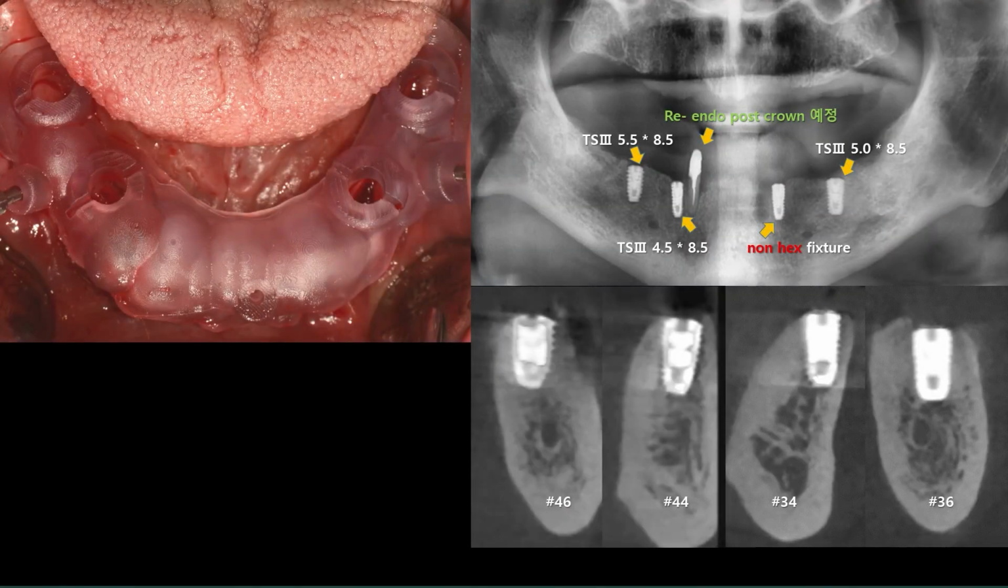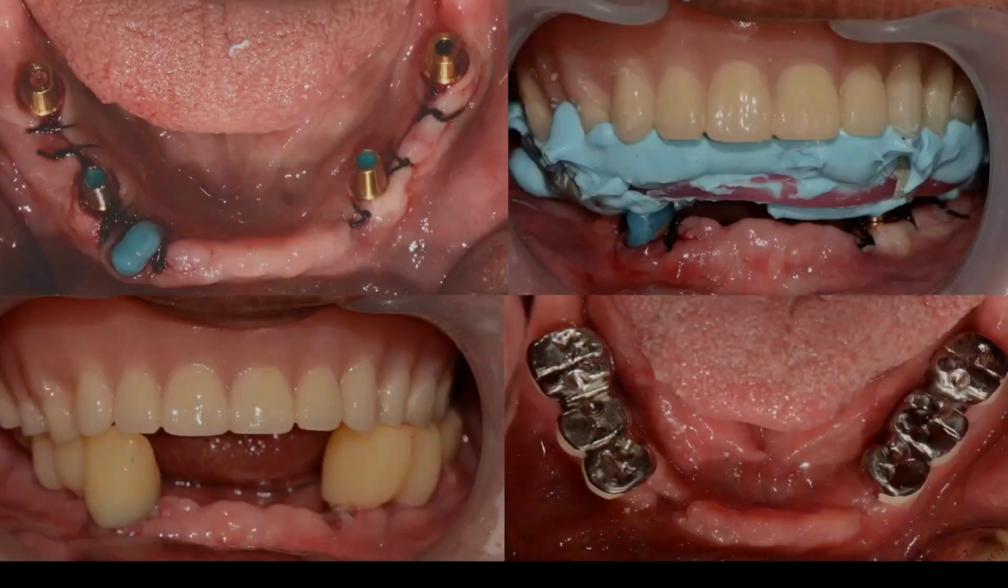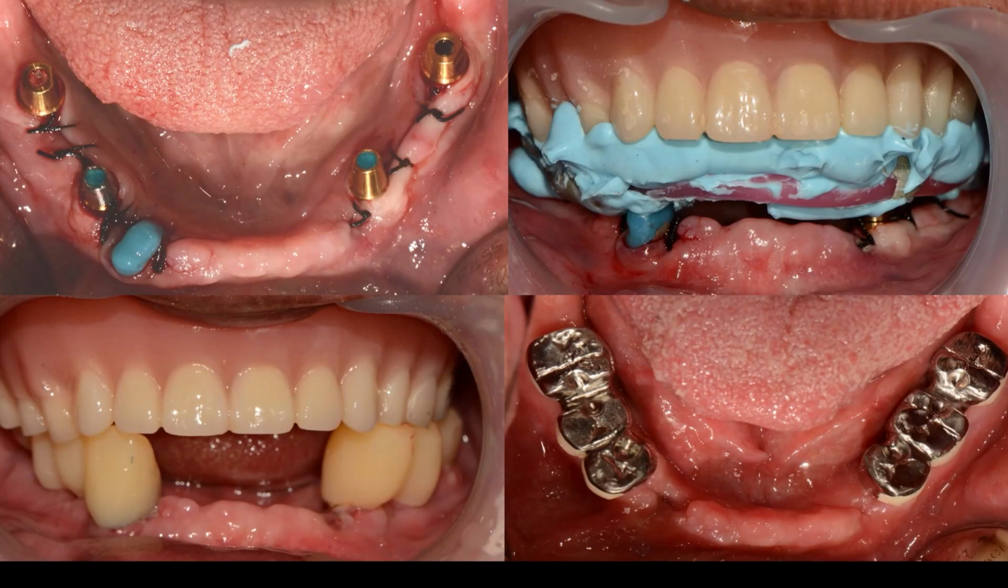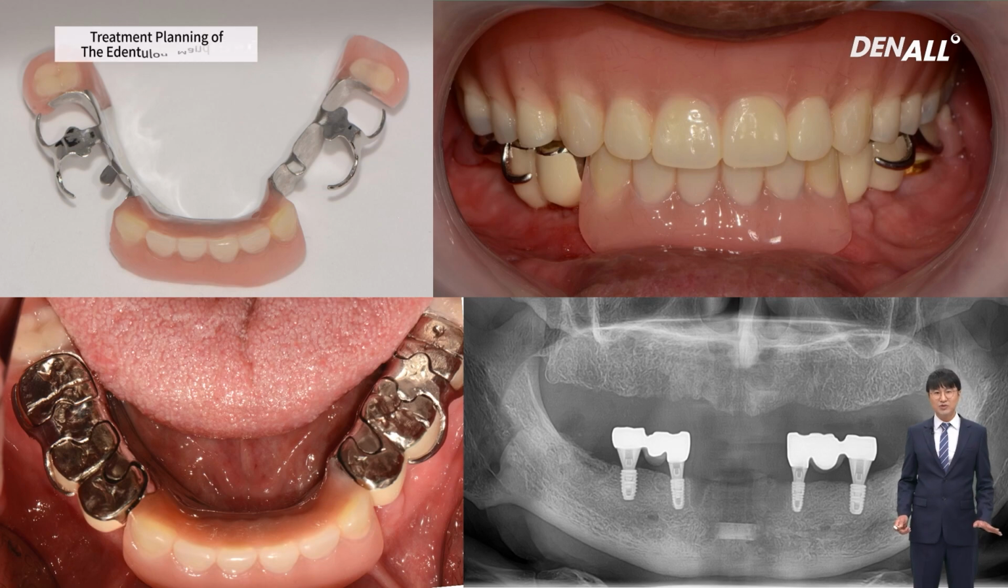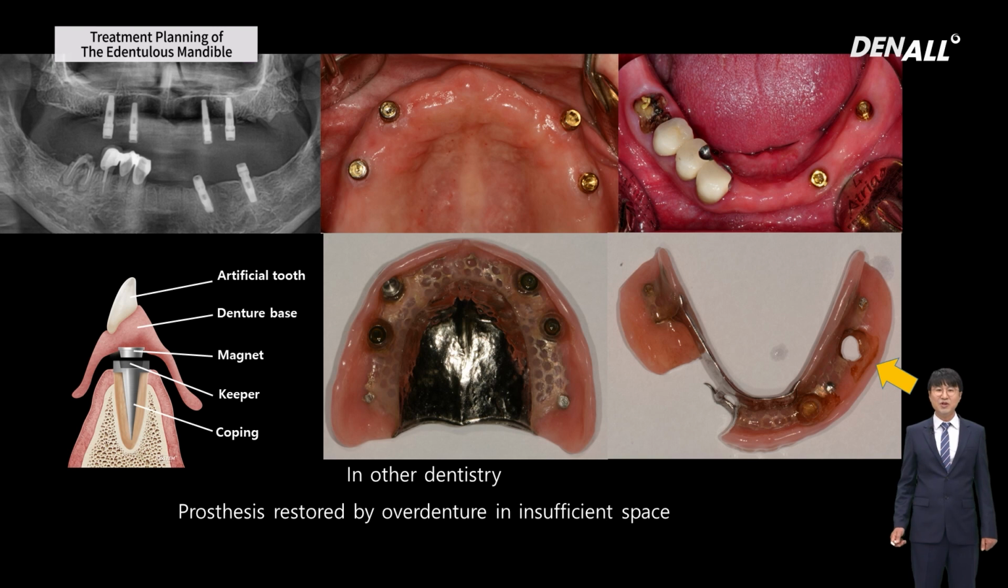So if the patient, due to economic reasons, wants only 4 implants, then this would be the restoration approach. Symmetrically, 2 on each side, then 2-piece segmented to create fixed prosthesis, and on other areas, I restore with RPD. This is because these days, health insurance covers RPD, so it has become a very attractive treatment option. It's a case I've already shown you.